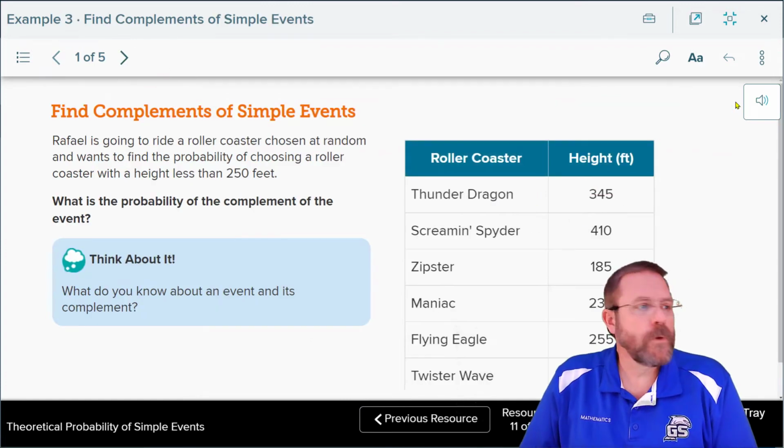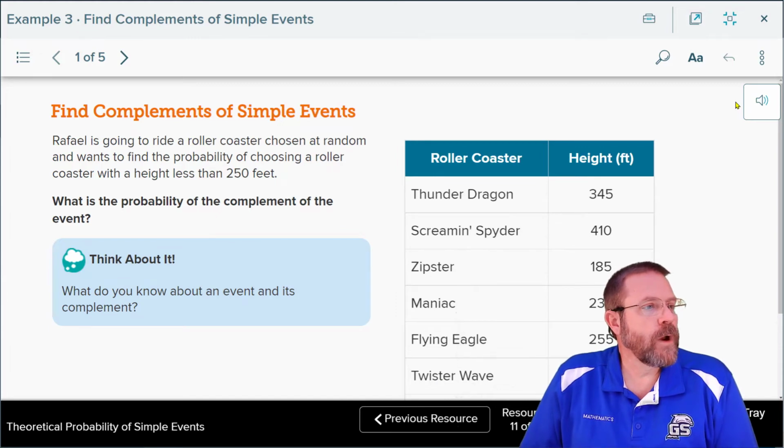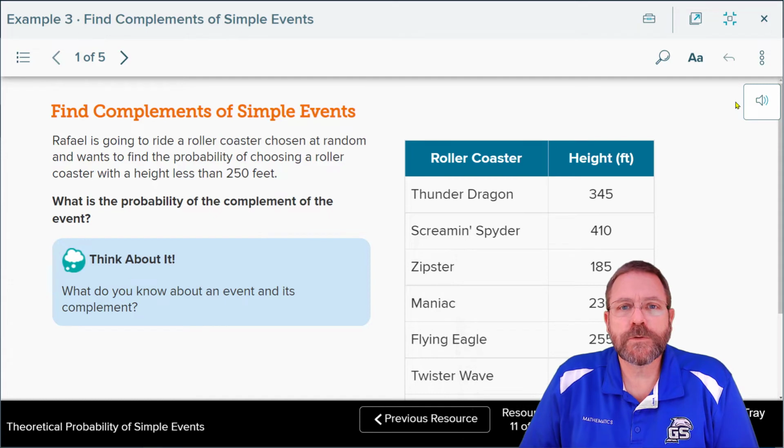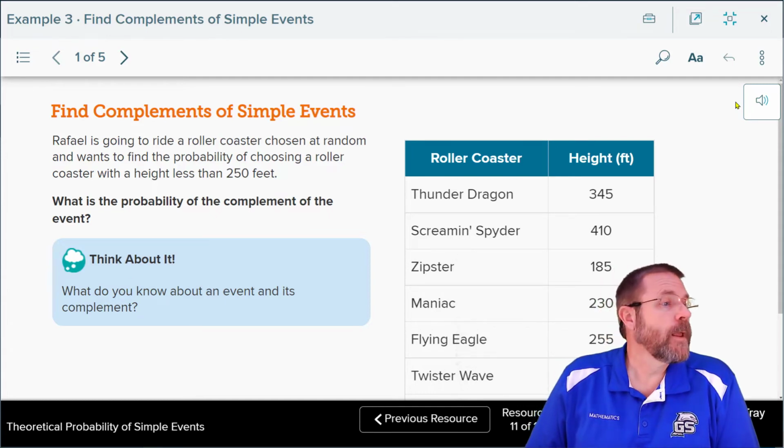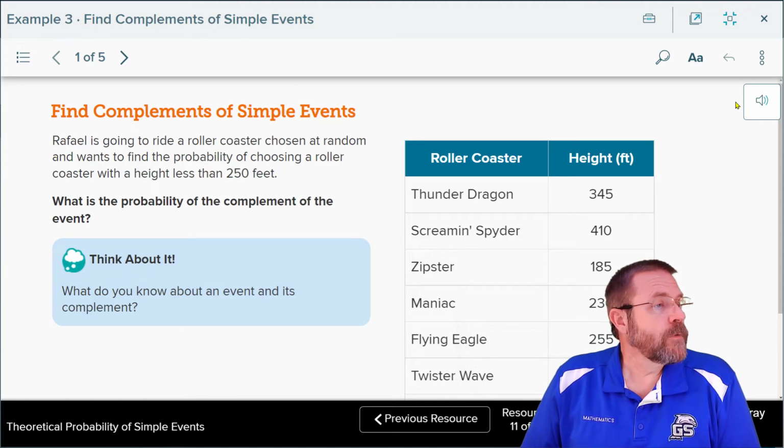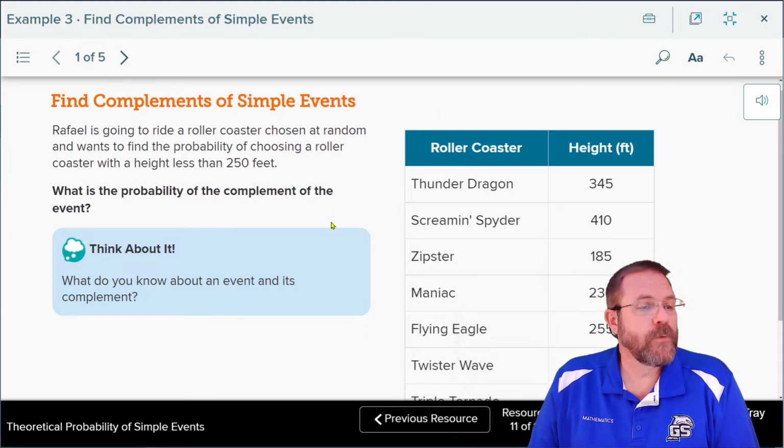For example 3, Raphael is going to ride a roller coaster chosen at random. My roller coaster chosen at random would be Mr. Reach ain't riding a roller coaster. He don't do roller coasters. Anyhow, he wants to find out the probability of choosing a roller coaster with a height less than 250 feet. What is the probability of doing that?